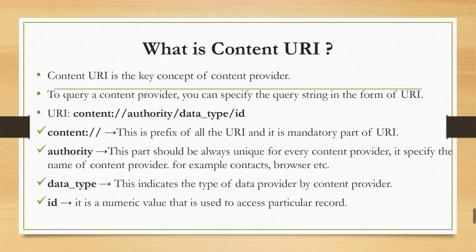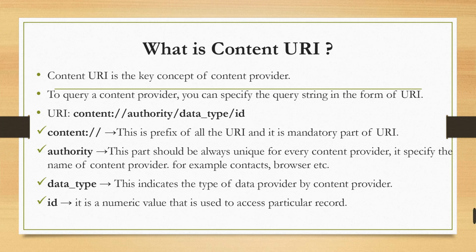So what is meant by content URI? Content URI is one of the important things in your content provider. It represents the content in the form of query strings. This is the URI: content, authority, data type. Only in this form will your URI be mentioned in your content provider. Content is the prefix of all URIs and is a mandatory part of your URI.